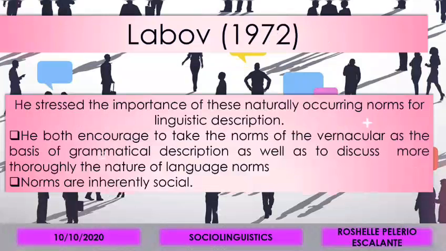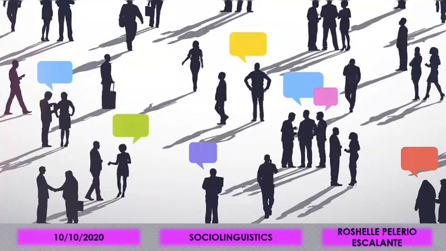So according to Labov, 1972, he stressed the importance of these naturally occurring norms for linguistic description. He both encouraged taking the norms of the vernacular as the basis of grammatical description, as well as to discuss more truly the nature of language norms. So norms are inherently social. So that's the end of this discussion.